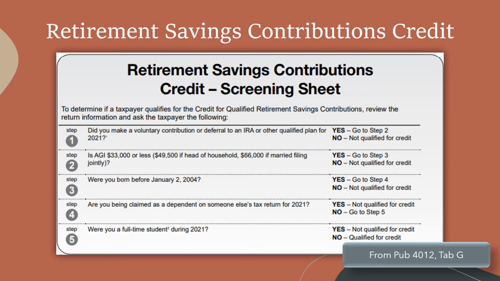Now let's begin by talking about the retirement savings contribution credit. And this screening sheet comes from our Publication 4012 in Tab G. I want to remind you that our Publication 4012 has lots of these screening sheets and decision trees and flow charts to help you decide whether or not a taxpayer is eligible for certain benefits or credits. So if you get stuck during tax season, that's always a resource.